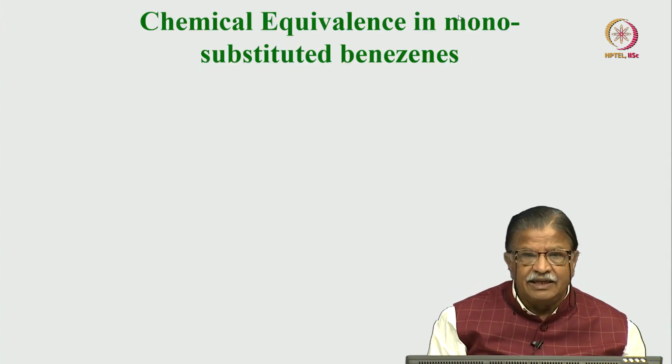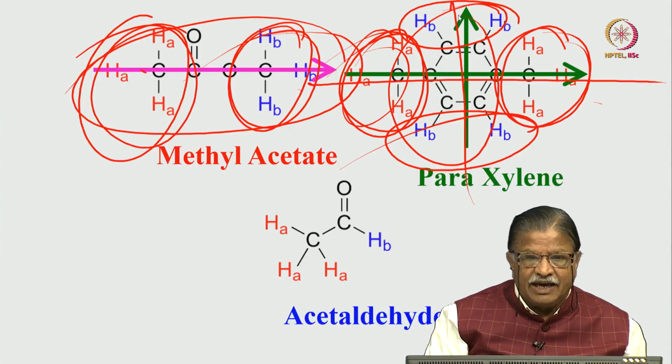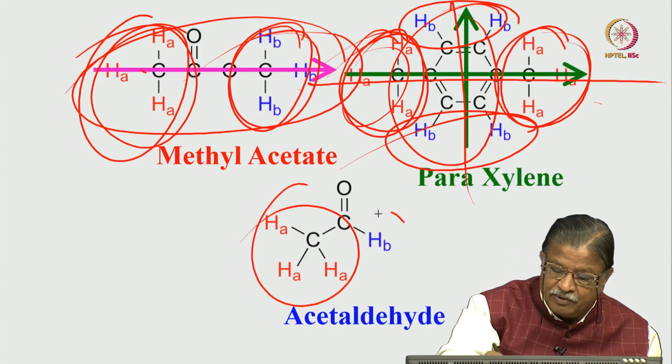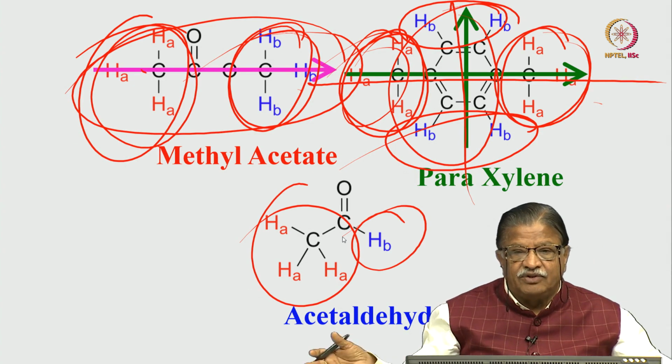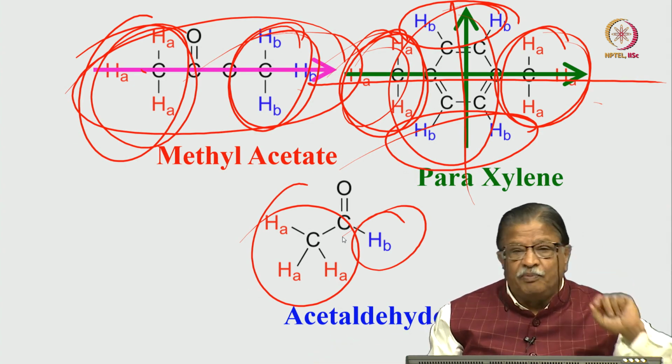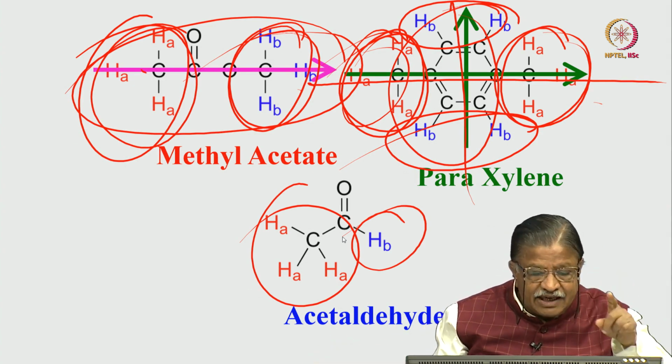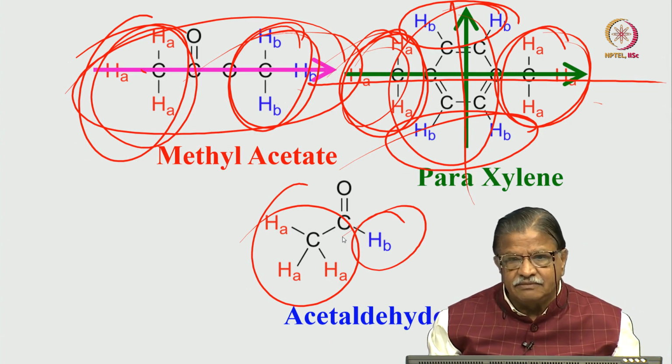Go to acetaldehyde, this is like this. In acetaldehyde, we have only the CH3 proton and the CH proton, they are different, there is no symmetry. So, acetaldehyde gives you 2 peaks, one for CH3, one for CH.